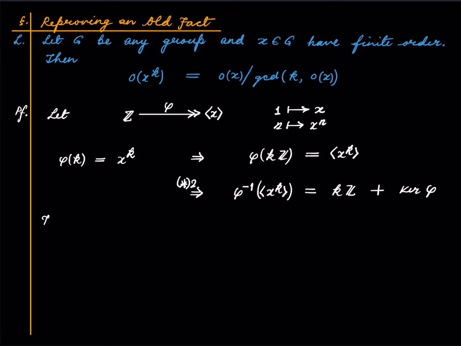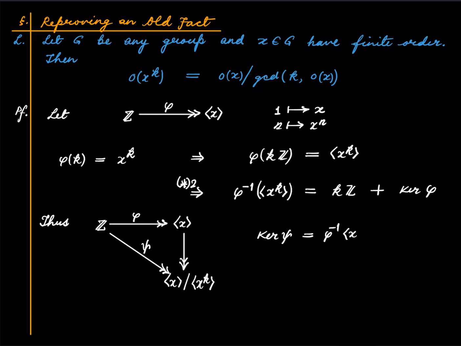And now, thus, we quotient out by the subgroup generated by x to the k. Of course, this would be surjective, call it psi. And again, kernel psi is phi inverse of that, which is, as we wrote, kZ plus kernel phi, which by the first isomorphism theorem again gives us this isomorphism.